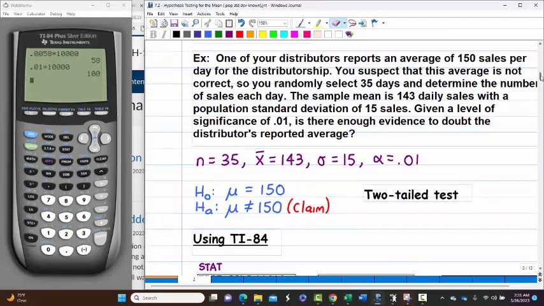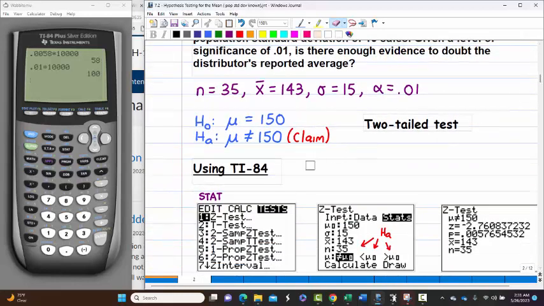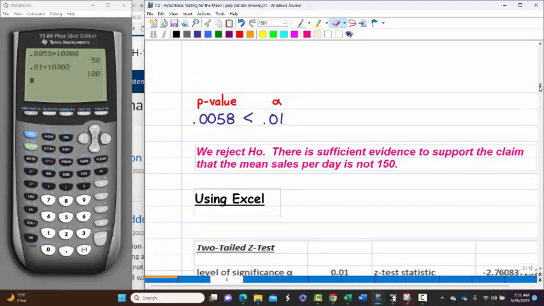Therefore, the claim is the alternative, so we reject the H0. We reject the H0, and we support the claim that the mean sales per day is not 150. We agree with that.